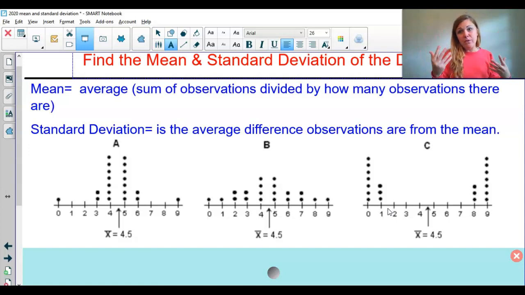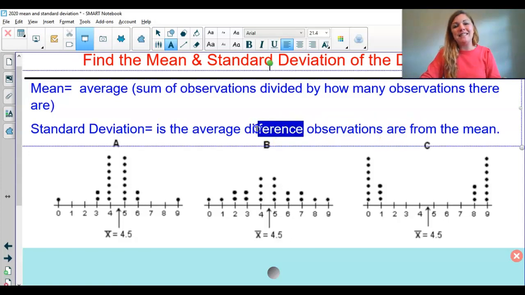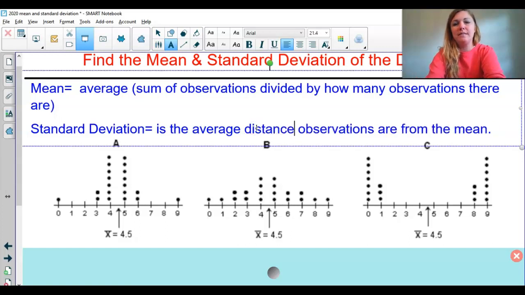Well, I'm curious if you could tell which one would have the biggest standard deviation. Hopefully you are thinking C would have the largest standard deviation. Why? Look, you guys, a standard deviation is the average distance observations are from the mean. Look at this, you guys. These are so far from the mean, versus these.